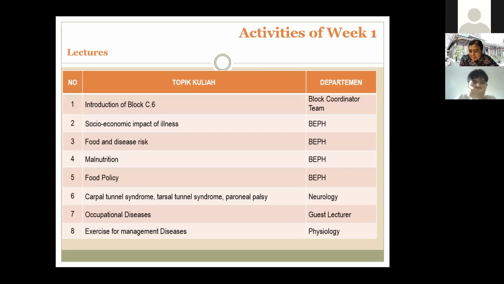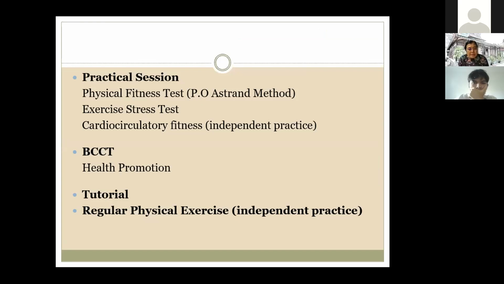Occupational diseases, a guest lecture from the occupational doctor, exercise of management diseases on physiology. We have in the first week a practical session with physical fitness, exercise stress test, and cardiocirculatory fitness, which is independent. The data from independent practice will also be data for the panel discussion on our lifestyle. BCCP had promotion of long life of community training, tutorial, and regular physical exercise independent practices.